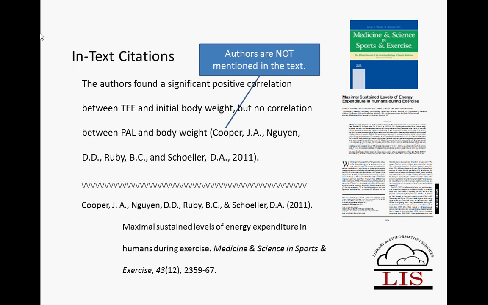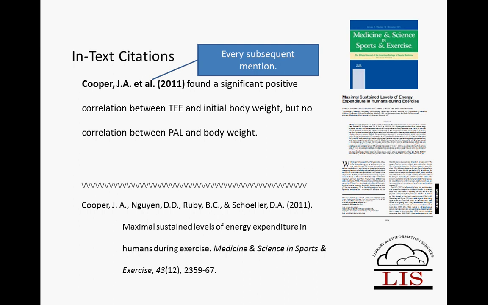So instead of mentioning the authors in the body of the paper, I just say the authors found a significant positive correlation. And for every subsequent mention of this article in your paper, you now only need to provide the first author's name with the et al. convention, plus the publication date in parentheses, or the whole thing in parentheses if the authors are not mentioned in the narrative, as you saw in the last example.